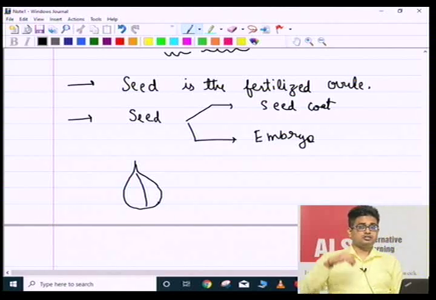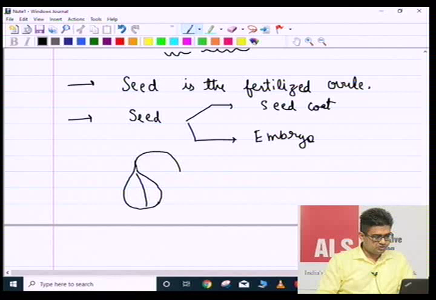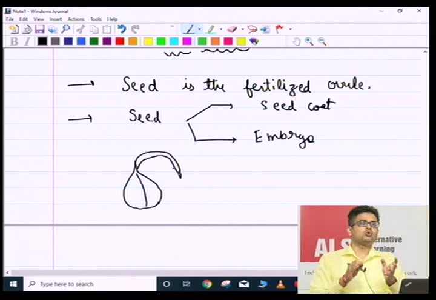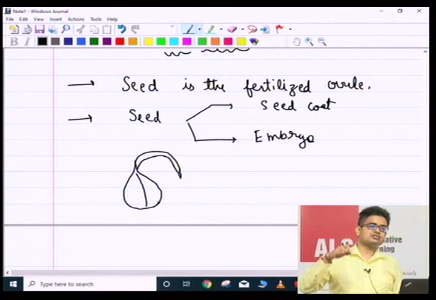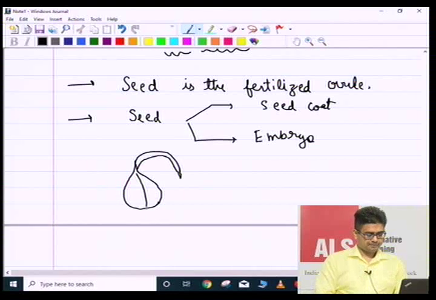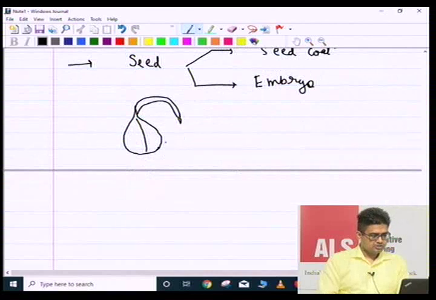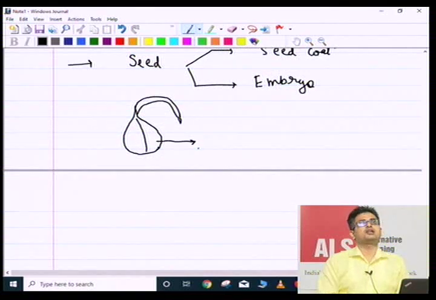And a white colored structure starts coming out from the seed, like this. And the seed coat, which is initially hard to break, becomes very easy to separate from the seed. So this brown colored covering outside is called the seed coat.